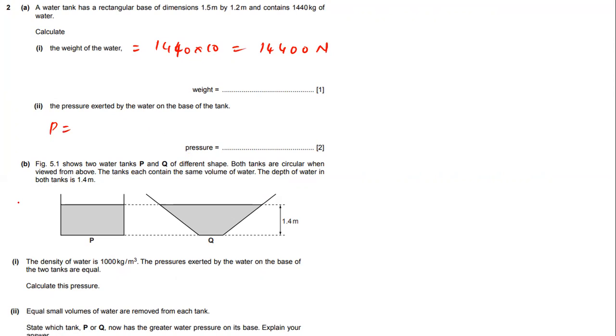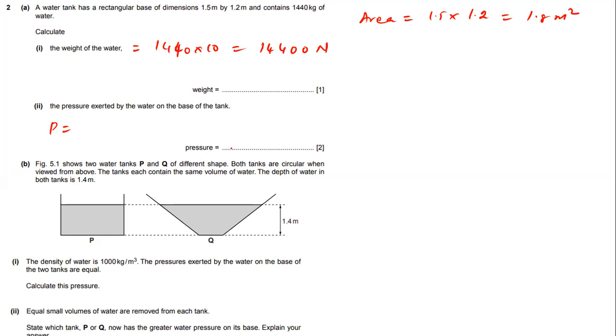The pressure exerted by the water on the base of the tank. Pressure. Well, first we need to find the area. So what is the area? It's 1.5 into 1.2. What is this value? I would rather do it like this: 1.5 times 1 is 1.5, and 0.5 times 0.2... I will add these two. You'll get the answer as 1.8 unit. Meter square. Meter square. Okay.